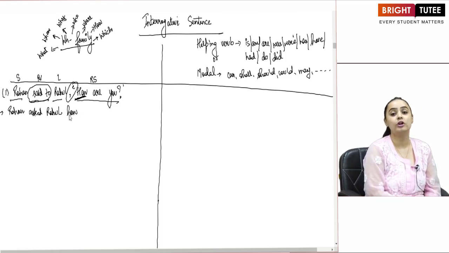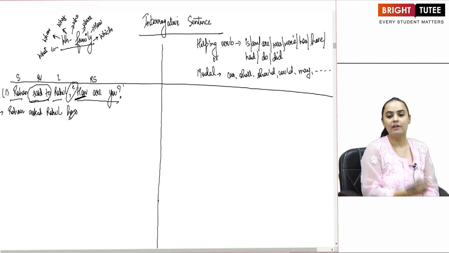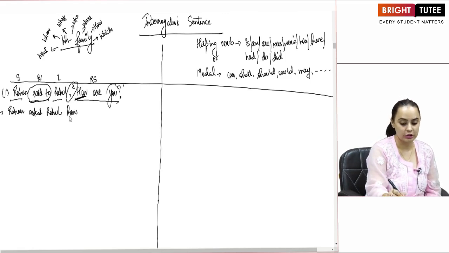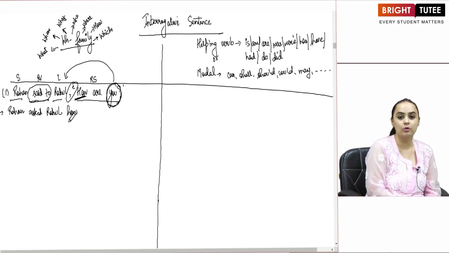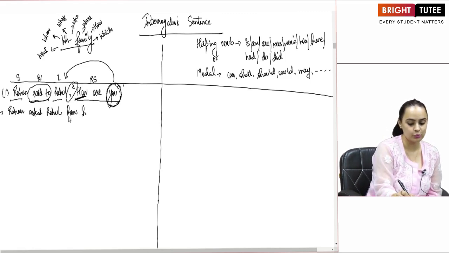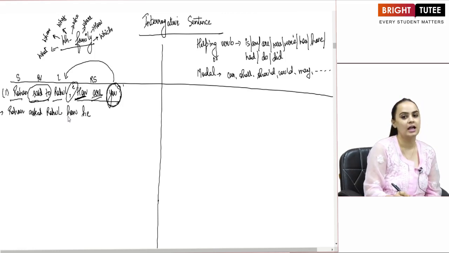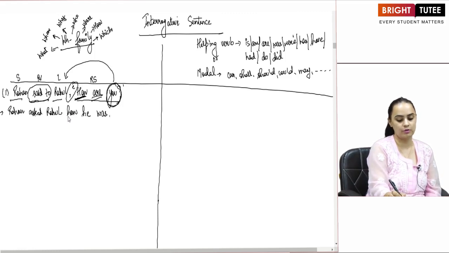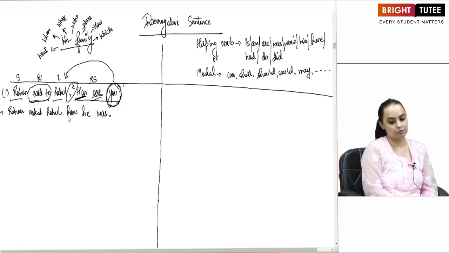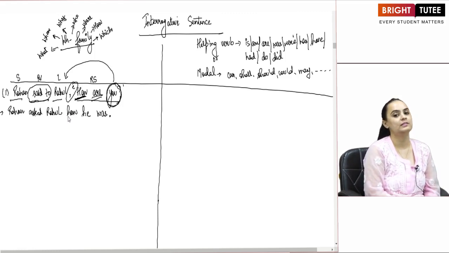Now comes your subject. Who are we talking about here? You. Who is this you used for? For Rahul. Rahul is a boy. So, he, and are is present tense. Past tense of are becomes was. So, Rohan asked Rahul how he was.